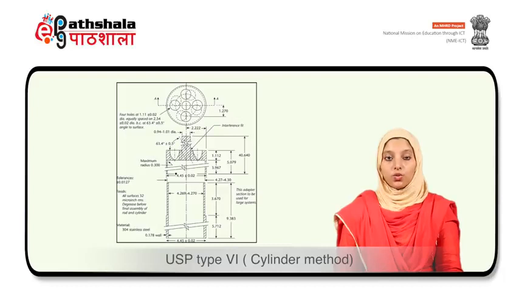Next is USP type 6 or cylindrical method. In this, the assembly is exactly similar to apparatus 1 except that the basket and shaft is replaced with a stainless steel cylinder stirring element, and the temperature is maintained at 32 degrees Celsius during the test. The shaft and cylinder component of the stirring element are fabricated of stainless steel.